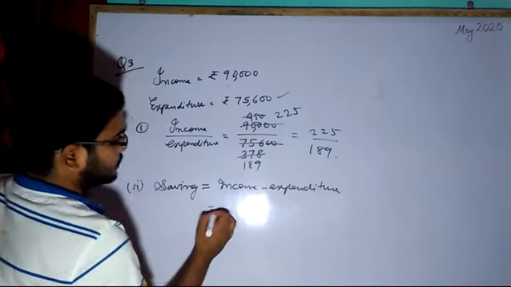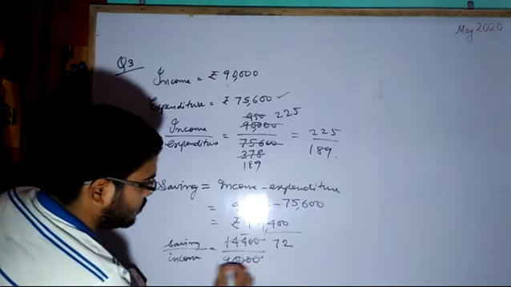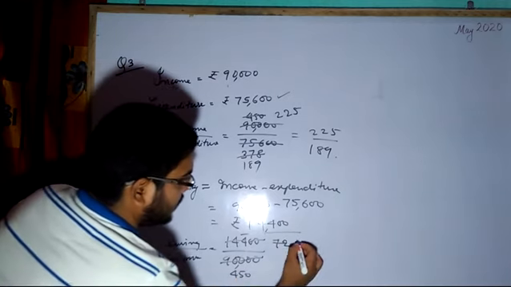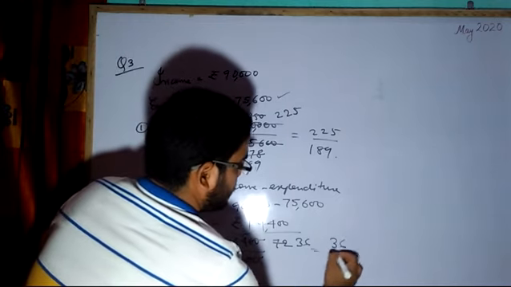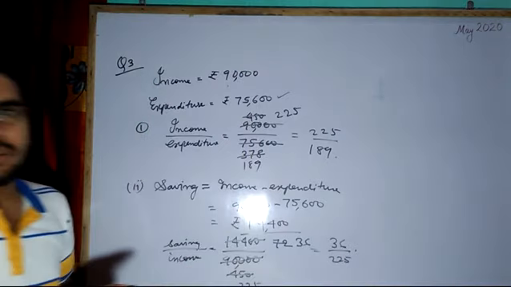Ratio of saving versus income. Saving is 14,400 upon income is 90,000. So the zeros cancel. Now 2 7s are 14, 2 2s are 4, and so on, again 36, then 225. Now it will be 36 upon 225. So this will be your answer.